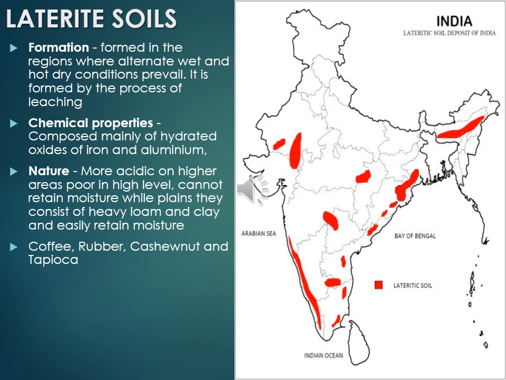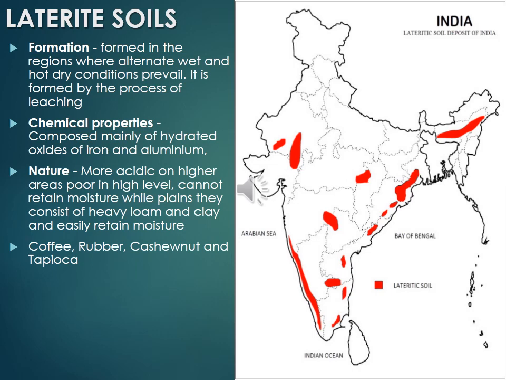So what do you mean by leaching? Leaching is when a liquid passes through a solid and removes chemicals from the soil. That process is called leaching. So laterite soils are formed by the process of leaching.